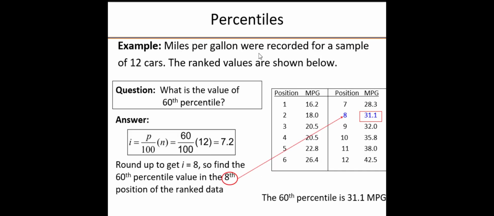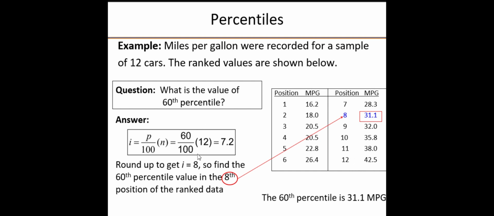Miles per gallon were recorded for a sample of 12 cars. The ranked values are shown below. What is the value of the 60th percentile? So we want to know the data point under which 60% of the data are included. A simple calculation is this formula. We have P, the percentile, which is 60, so 60 divided by 100, that's the 60%. And N represents 12 because we have 12 observations.